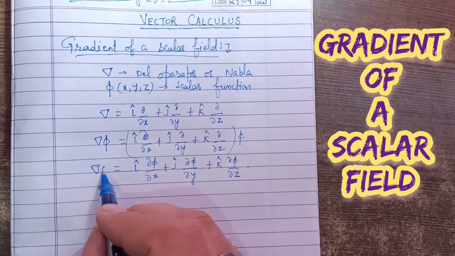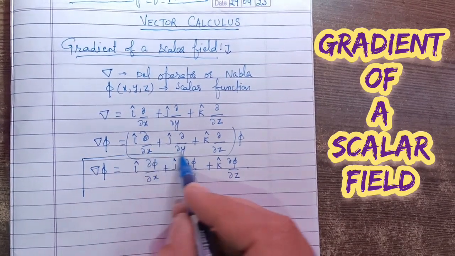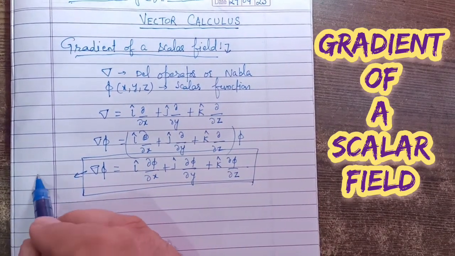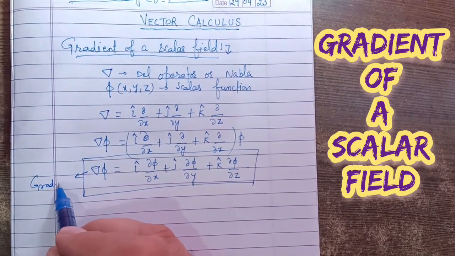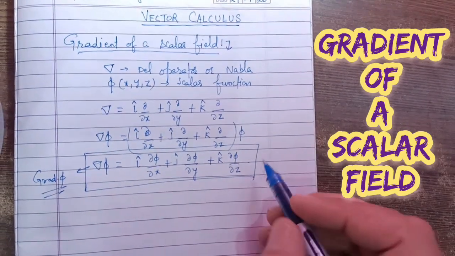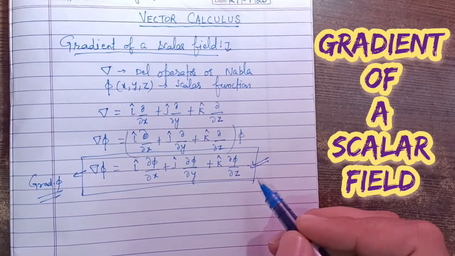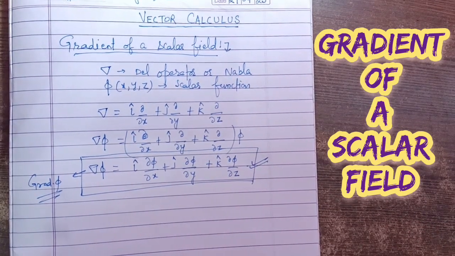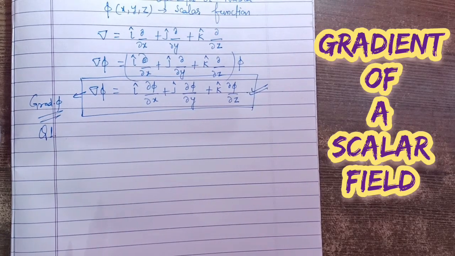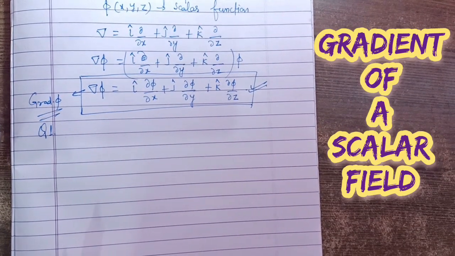So dear students, this is the value of this del phi, that is what we are saying, it is del phi, or what we are saying, gradient of phi. So in short we write it as grad phi. So this is the formula according to which we can find the gradient of a scalar function. So we are taking one question for this gradient of scalar field.